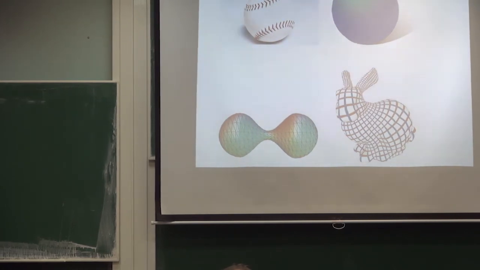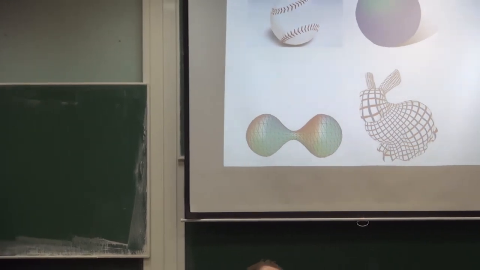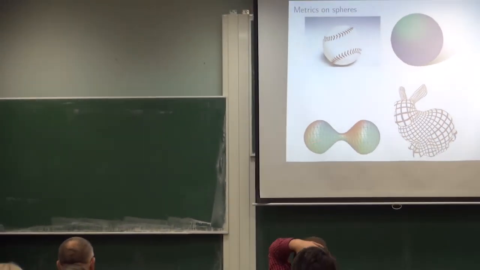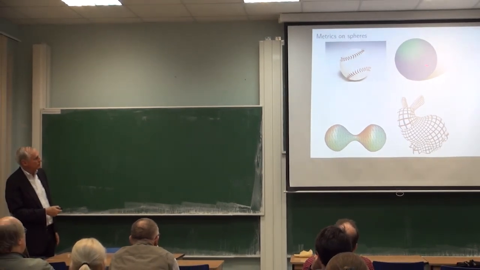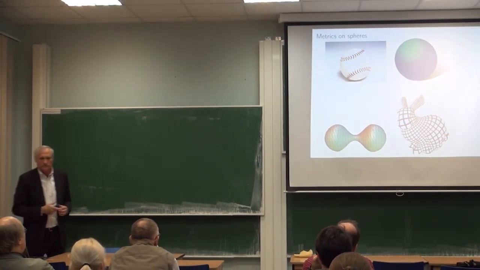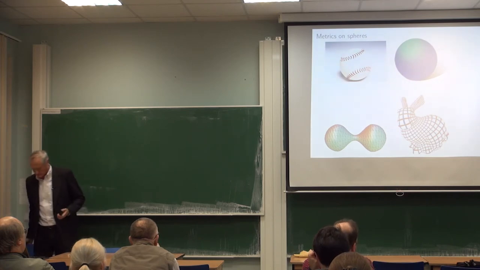And so Hirsch's theorem says that the first eigenvalue of either of those two irregular shapes will always be smaller than the corresponding first eigenvalue of a round sphere with the same area. Okay, so that's the theorem.